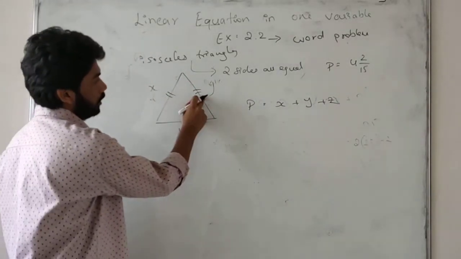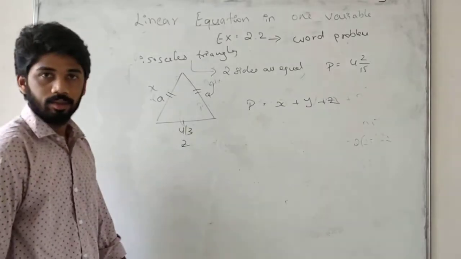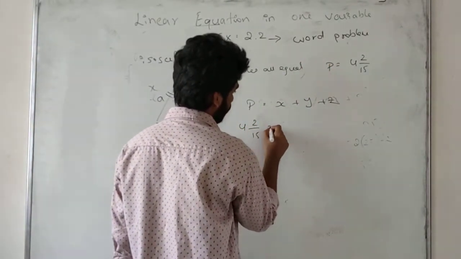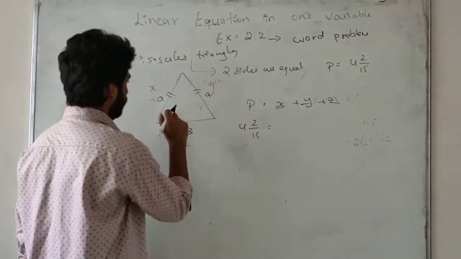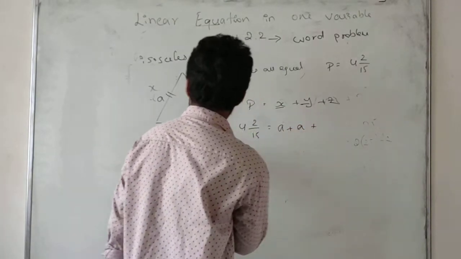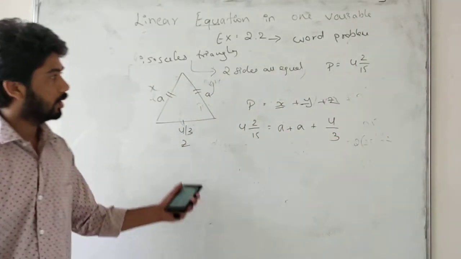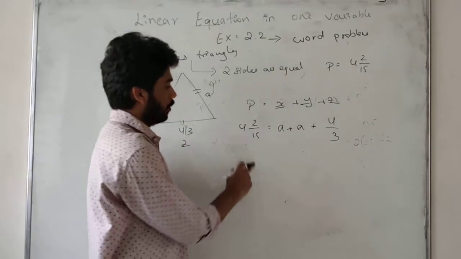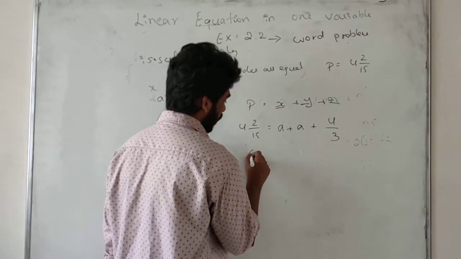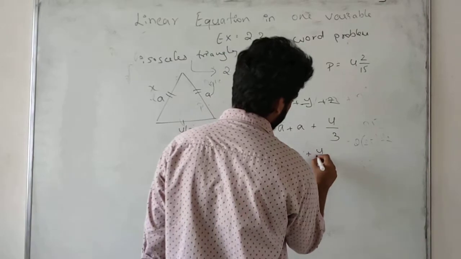We know that these two sides are equal, so we can take them as a and a. Now the perimeter of the triangle, 4 2/15, is equal to a plus a plus the base, which is taken as 4/3. We have to find the a value. So this is the question. Now this is a mixed fraction, so make it a proper fraction. 15 4s are 60, plus 2, so 62/15. Now a plus a is 2a plus 4/3.